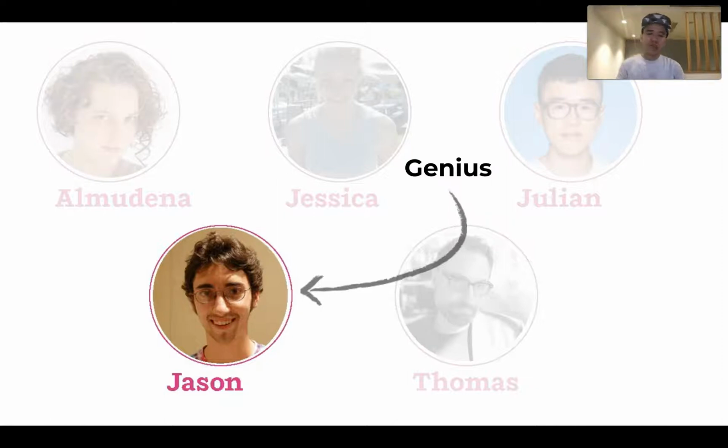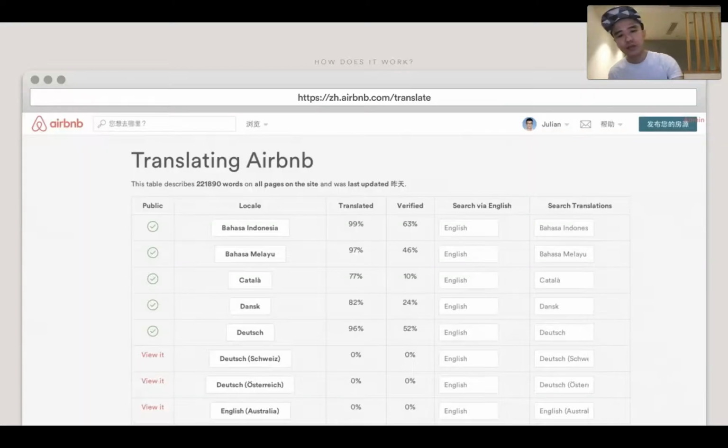Now, because of such diversity and volume of content, we needed a tool to manage the translations of so many different content types. And thankfully, we had a super talented engineer, Jason, on the team, and he took it upon himself to build up an internal tool. And this is what it looks like.